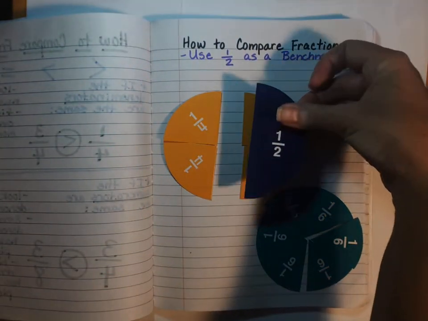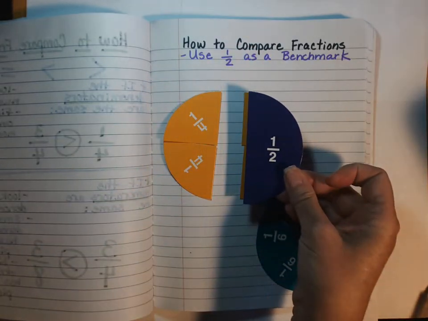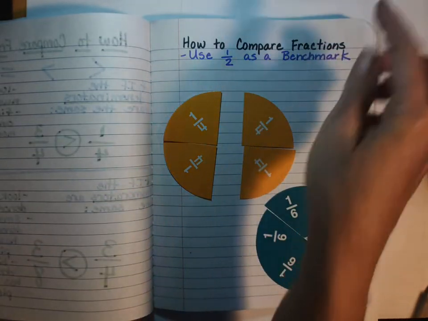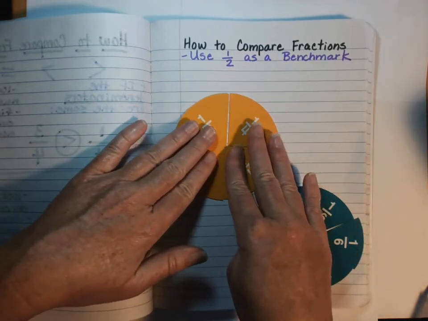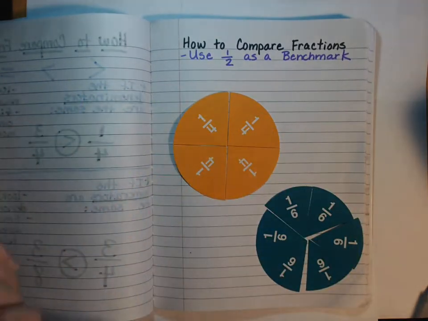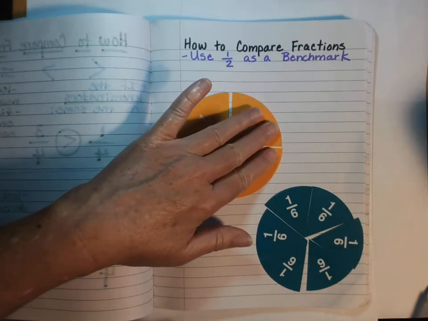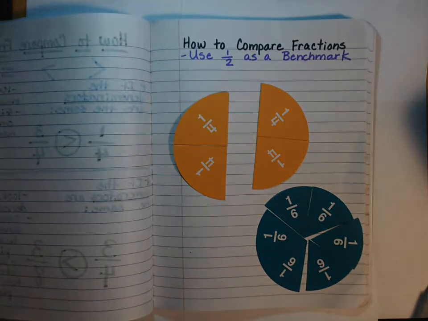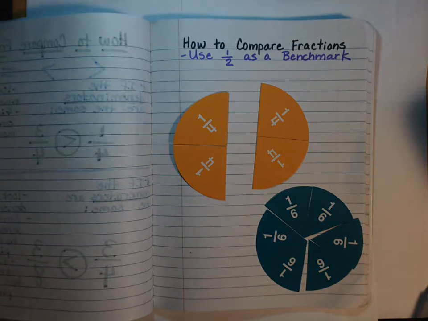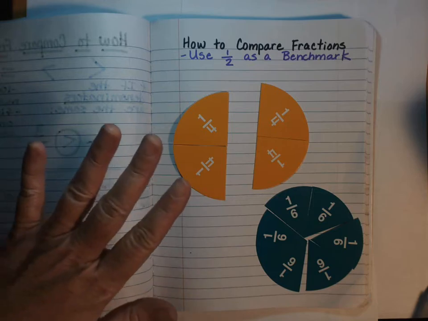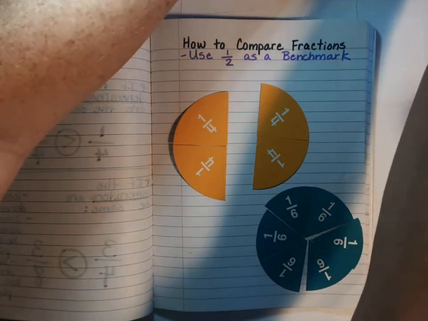Okay, so we're thinking of 1/2 as a benchmark. If each of my pies is cut into 4 equal pieces, 2/4, which is 1/4 plus 1/4, would be equal to a half. So that's what we mean by using 1/2 as a benchmark.